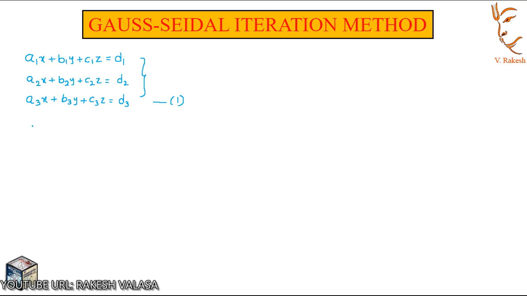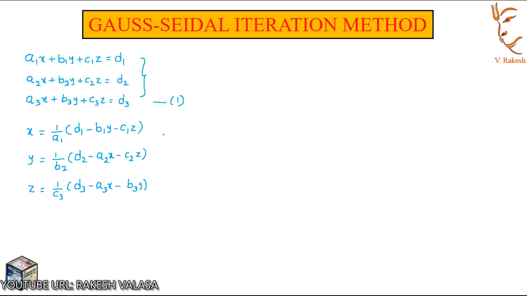It is written as: from 1, x equal to 1 by a1 into (d1 minus b1y minus c1z); y equal to 1 by b2 into (d2 minus a2x minus c2z); z equal to 1 by c3 into (d3 minus a3x minus b3y). This is equation 2.